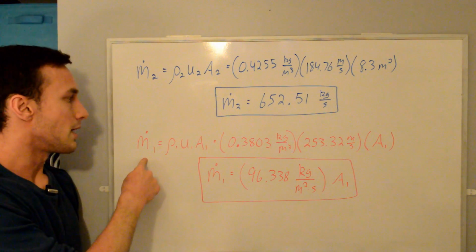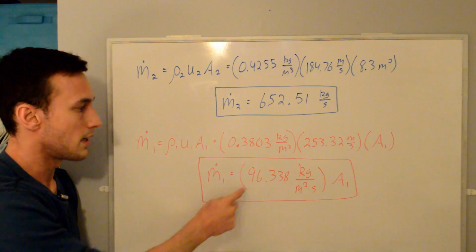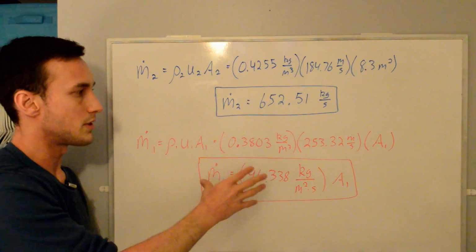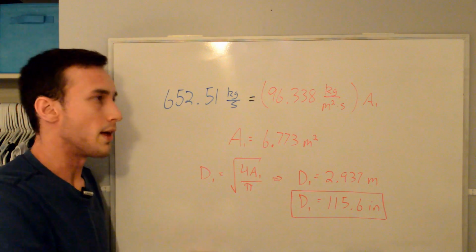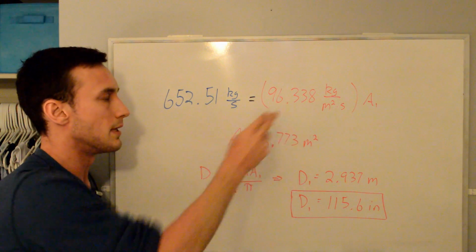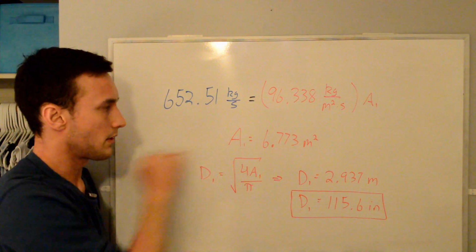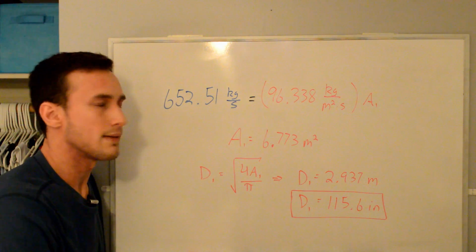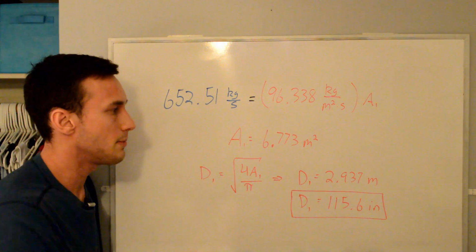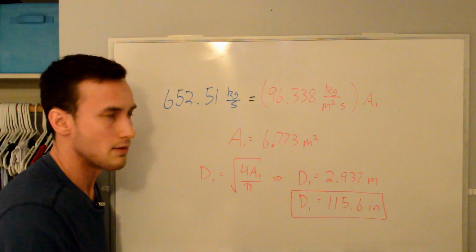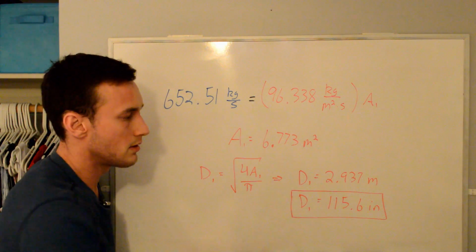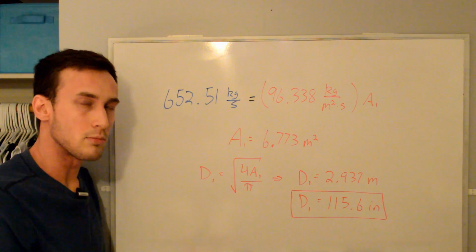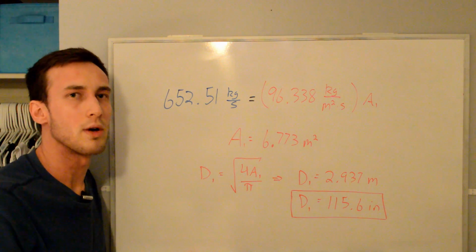Then we're going to solve for the m-dot 1 where we don't know A1 yet, so we get it in terms of this number times A1, and now we'll set them equal to each other. Setting m-dot 1 equal to m-dot 2, we get this for the final solution of the inlet area, which is 6.773 meters squared. If we convert this to a diameter, we get 2.937 meters. Convert that to inches, and we get an inlet throat diameter of 115.6 inches, which is indeed smaller than the fan diameter of 128 inches.